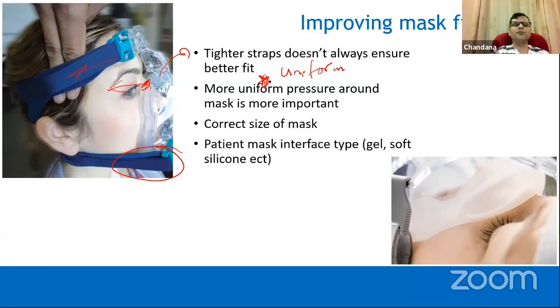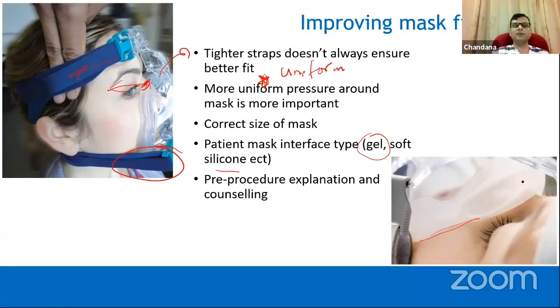Then there are different kinds of mask interfaces. Some have a gel interface, which I have found is not the best in most instances. But a soft silicone edge actually helps to minimize pressure damage, and it's much more comfortable. Also, with the flow, it will conform to the contours of the face much better if you have a soft silicone edge. Anyway, there are good masks with a gel margin also, but you have to see the different types of masks. And counseling is extremely important.